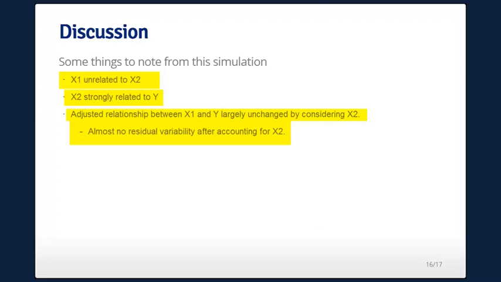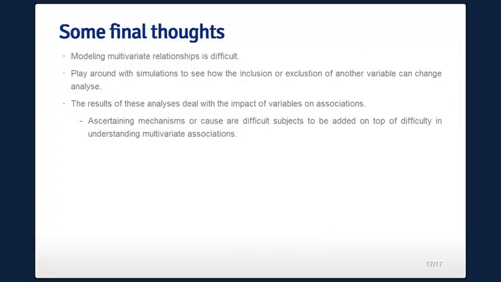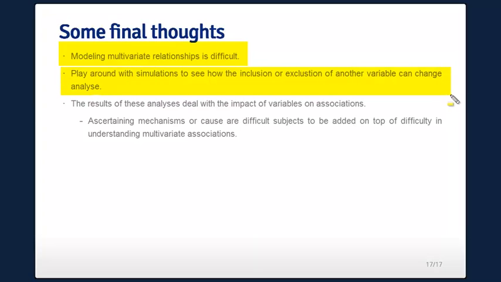So in summary, let me share these final thoughts. Modeling multivariate relationships is difficult if you want to interpret them. If you just want good prediction, there are automated strategies you could follow. But if you want to interpret these regression lines, the practice of adjustment can have a profound effect on your variable of interest. So I would encourage you to play around with simulations like these to see how the inclusion or exclusion of another variable can change analyses.